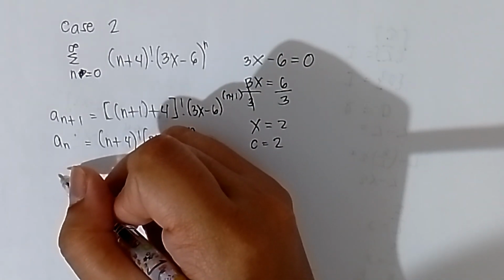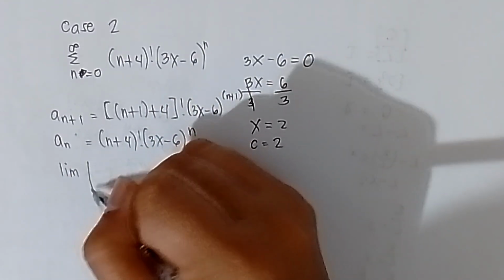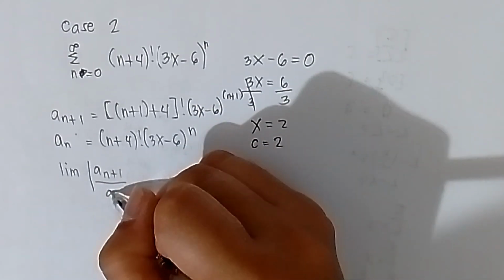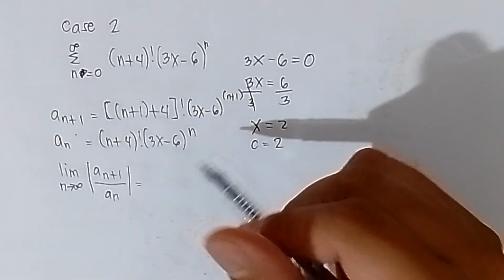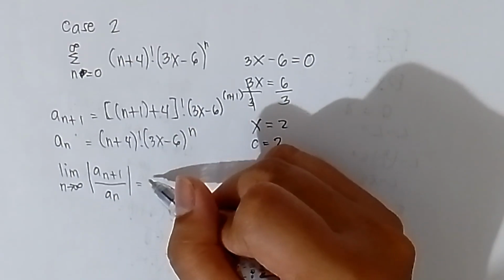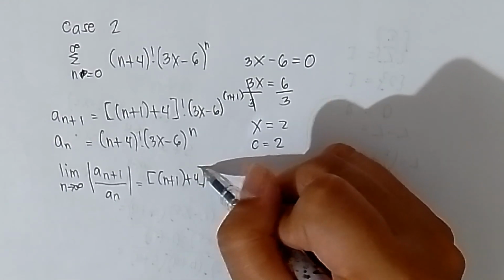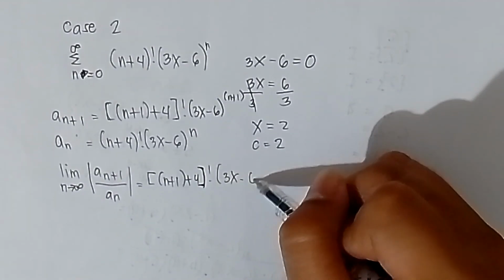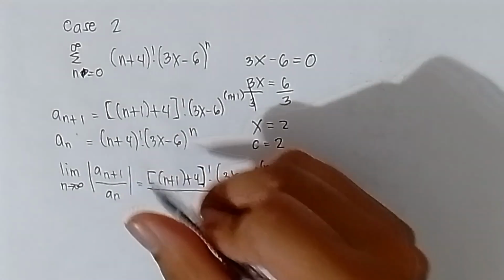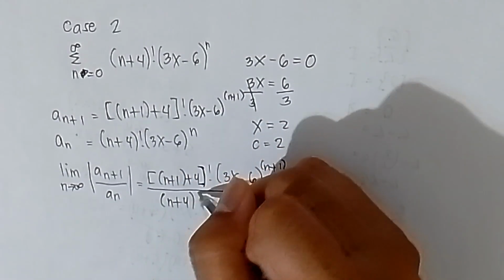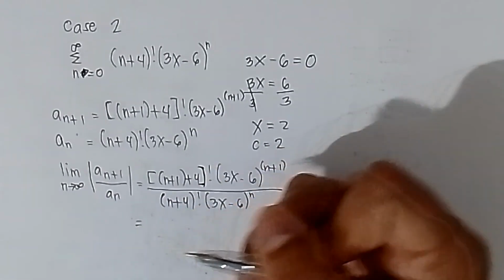And in this equation, we're going to use the ratio test, which is the limit of the absolute value of a sub n plus 1 all over a sub n as n approaches infinity. So we're just going to copy the value of a sub n plus 1: (n plus 1 plus 4) factorial, (3x minus 6) raised to n plus 1. And then the value of a sub n: (n plus 4) factorial, (3x minus 6) raised to n.